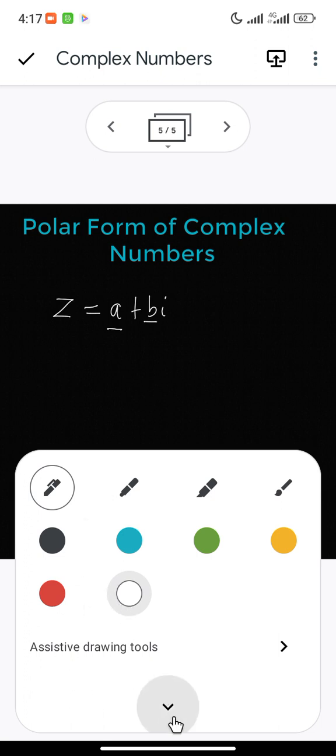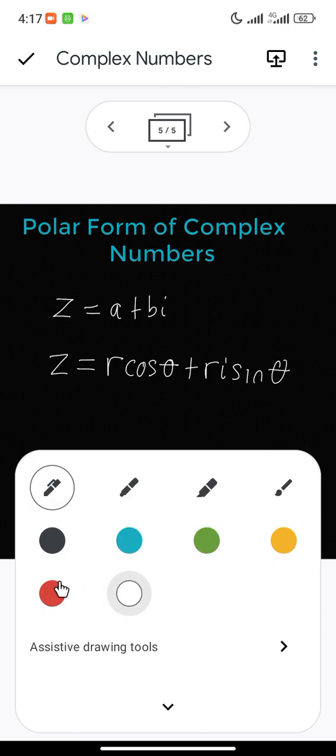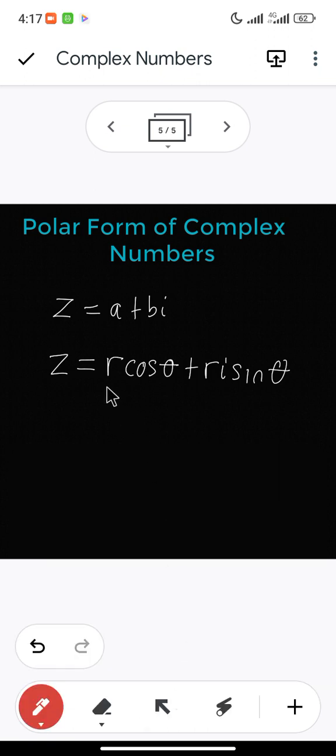Now the polar form of a complex number has this format: r cos theta plus ri sine theta. So we're going to learn how to convert from this form to this form. Now, in order to convert a complex number, we have to look for two things. We have to look for the polar coordinates, and the polar coordinates are right there in the formula. We have to look for r and theta. So r and theta are called the polar coordinates.